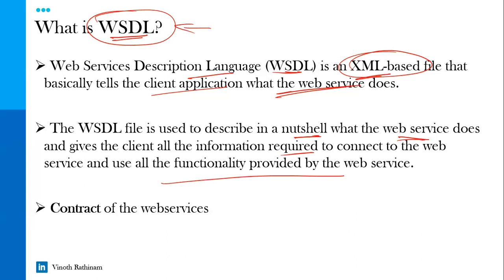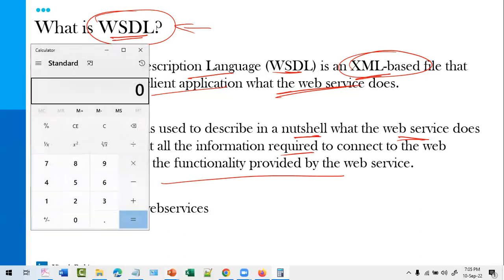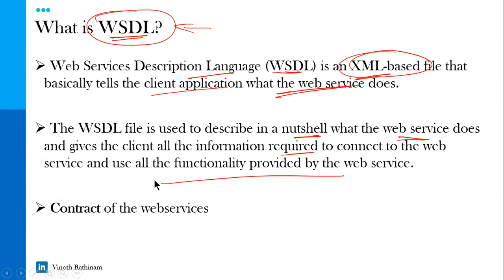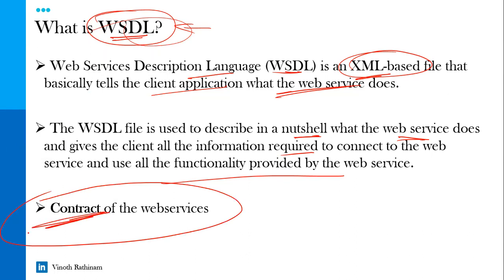So what they are saying is that one file will have all the details. What are all the features? If you take a calculator, maybe if I press a button, some communication happens. It gives an idea that it has plus, minus, division, some other functionality. So it gives all the information, that is, what functionality it is providing in the web service. In one word, the WSDL file is called the contract of the web service.